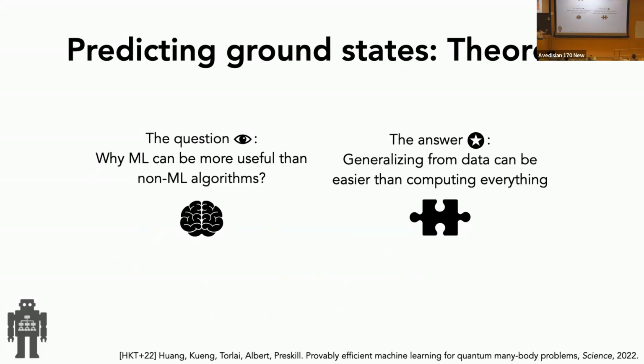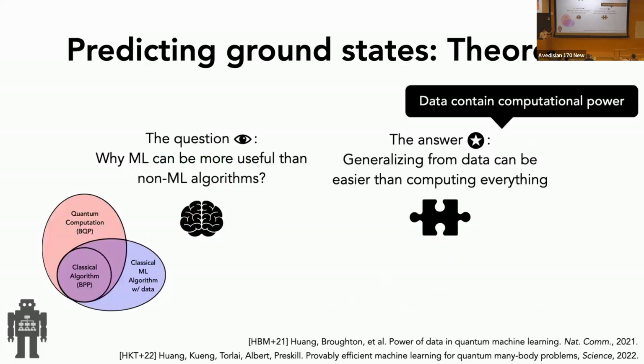The reason is that all the ML algorithm has to do is generalize from data, which can be much easier than computing everything from scratch. If you don't have the data, then the problem is extremely hard. But when you have it, suddenly generalizing from it to a new Hamiltonian within the same family becomes much easier. So that's one way of thinking about this. Another way to think about it is that data can contain computational power.